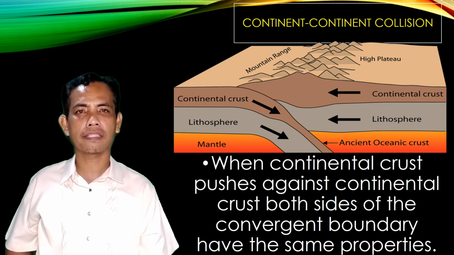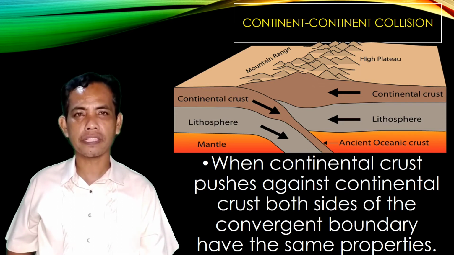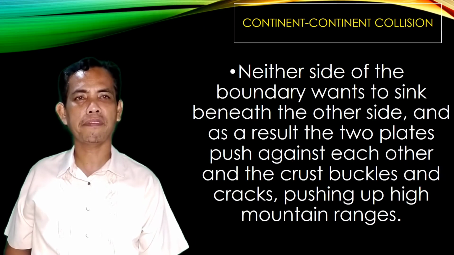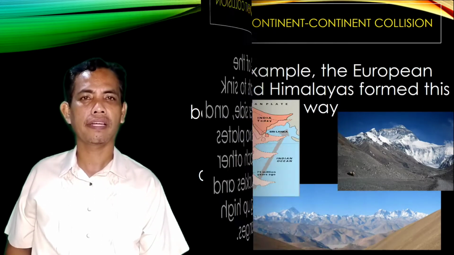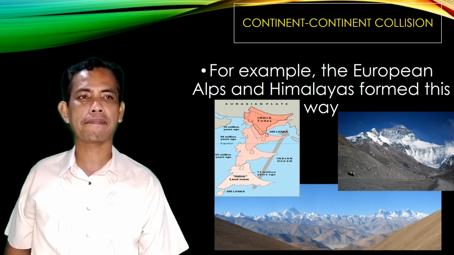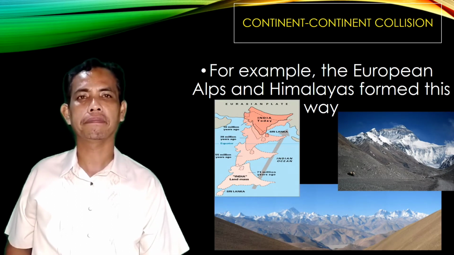When continental crust pushes against continental crust, both sides of the convergent boundary have the same properties. Neither side of the boundary wants to sink beneath the other side, and as a result, the 2 plates push against each other and the crust buckles and cracks, pushing up high mountain ridges. For example, the European Alps and Himalayas form this way.